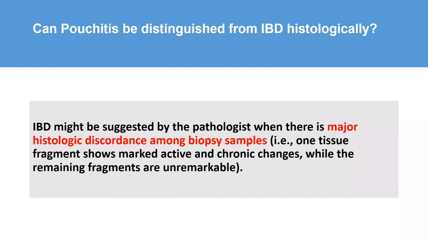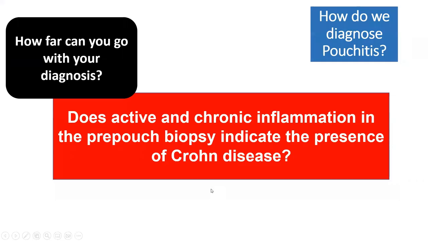if the anastomotic line is normal, the pouch is normal, but you are getting a rectal biopsy that's showing features of Crohn's or features of ulcerative colitis, then you can suggest it. In this scenario, you can, because these are isolated findings in the right place, okay? These are isolated findings in this right place, and that is quite important.